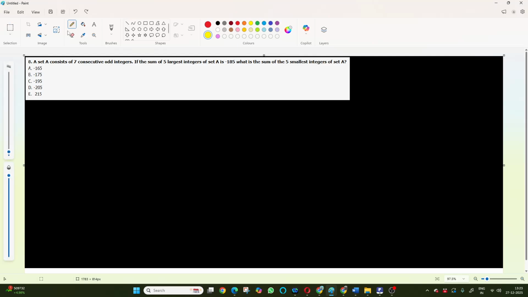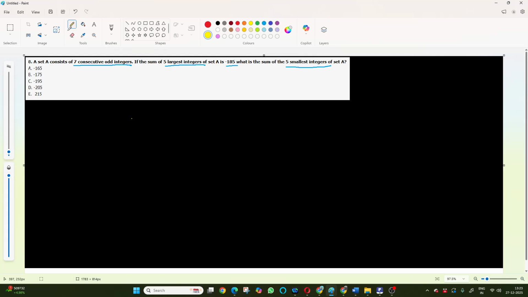Okay, let's solve this question. It says a set A consists of seven consecutive odd integers. So we have seven consecutive odd integers, and the sum of the five largest integers of A is minus 185. They are asking for the sum of the five smallest integers of set A.